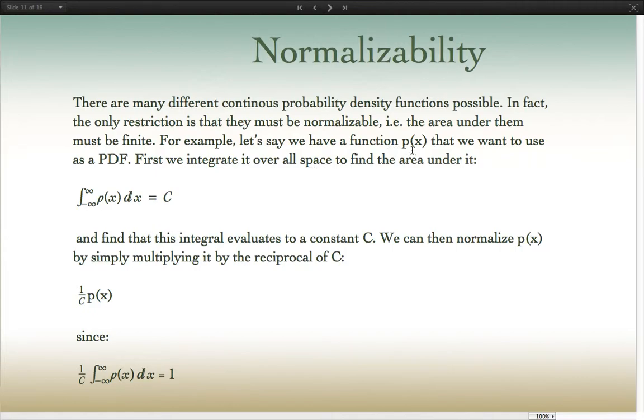But let's say we have some function p of x whose integral gives us a constant value c, after integrating over all space, from negative infinity to infinity. That means this function is normalizable. If we want to normalize p of x, all we have to do is multiply it by 1 over c, this value here. Because now if we look at this expression at the bottom, this integral should give us c, and if you multiply it by 1 over c, that gives you 1. So this function right here, with that normalization constant in front of it, is a normalized probability density function, so we can use it.